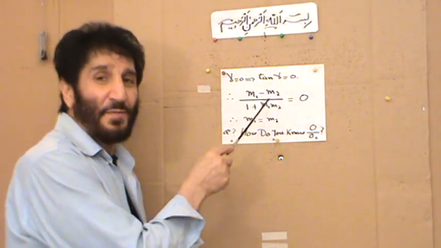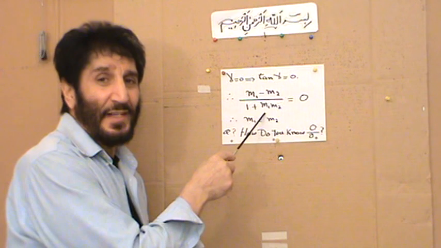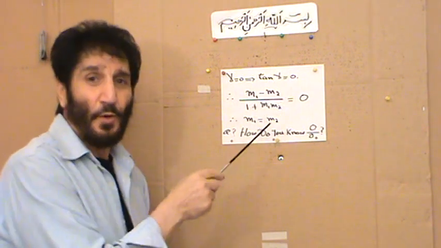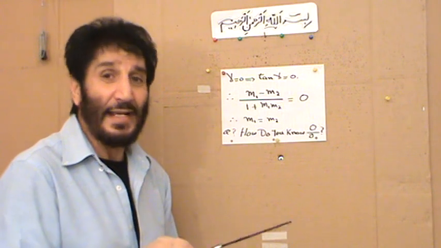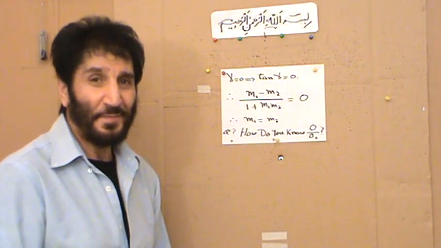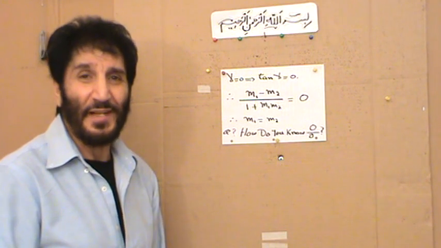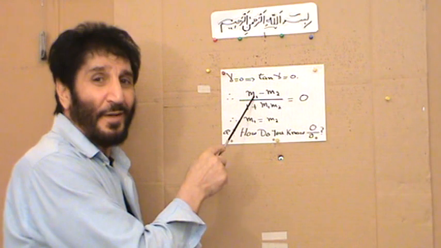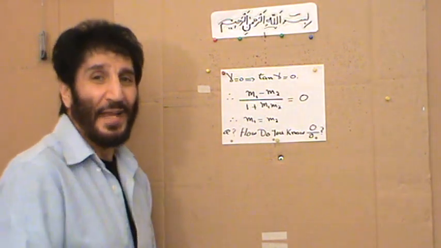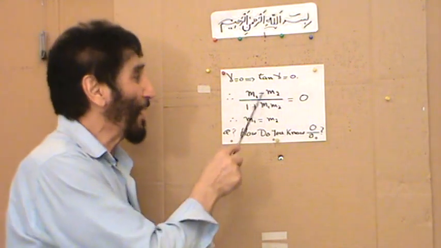Now, when is this fraction 0? Under what condition is this fraction 0? This fraction is 0 if the numerator is 0 and the denominator is not 0. Now, when is the numerator of this fraction 0? The numerator is 0 if m1 and m2 are the same. They have the same value. m1 minus m2 will be 0.